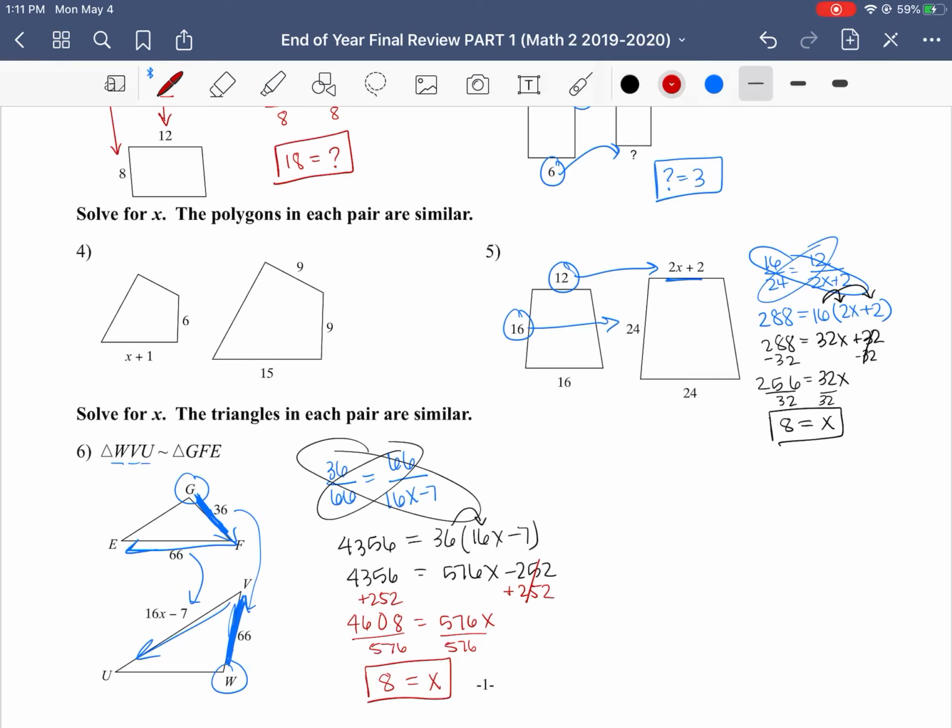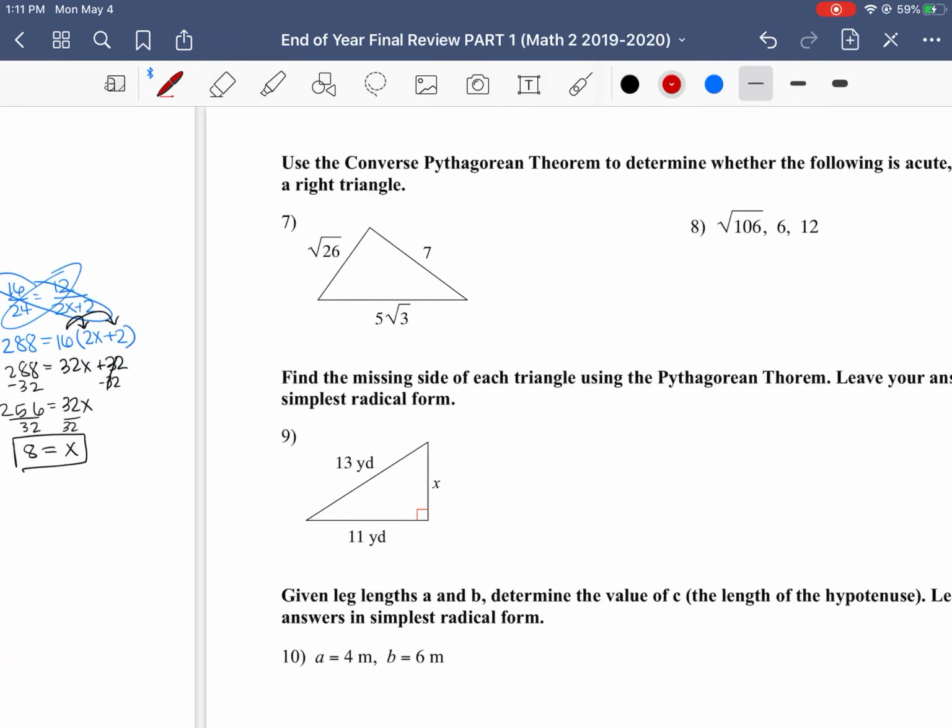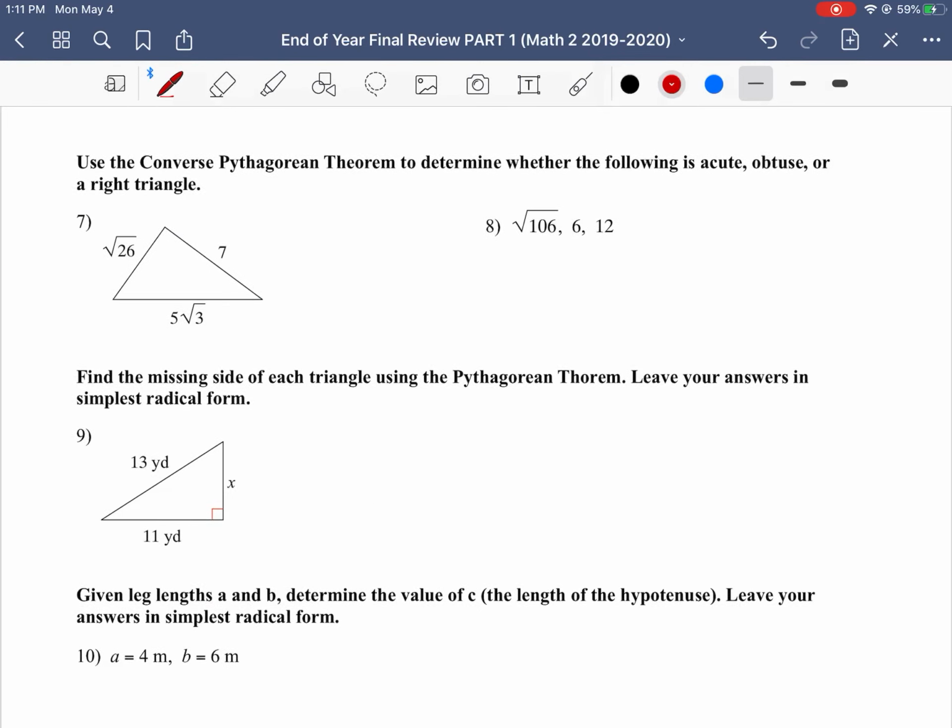So again, the goal on that is recognizing when you have similar figures, the sides have to be proportional. So you set up a proportion and then you solve. Moving on to the next page, the next thing we covered was our triangles, our trigonometry.